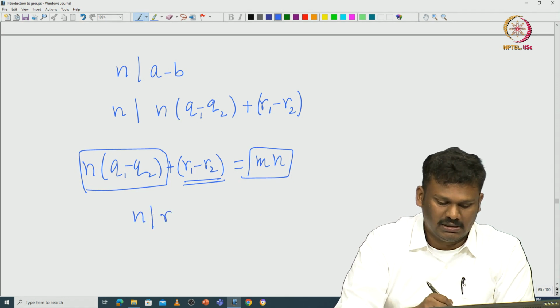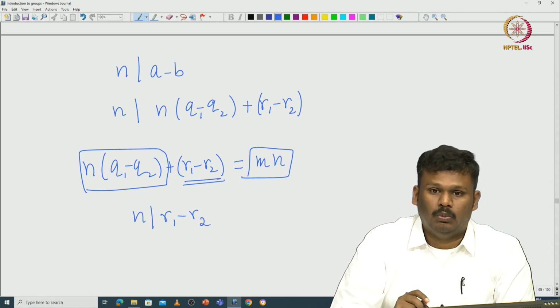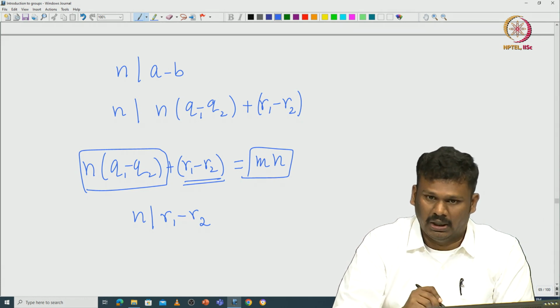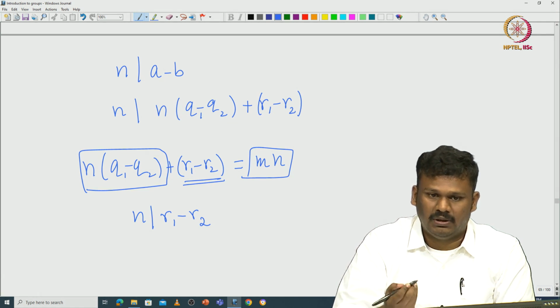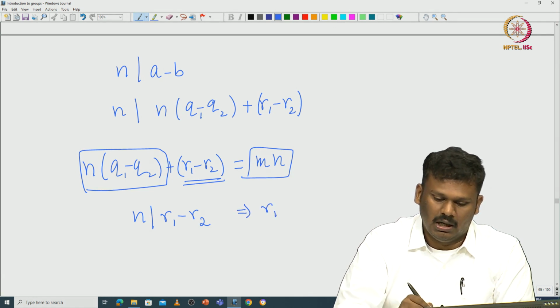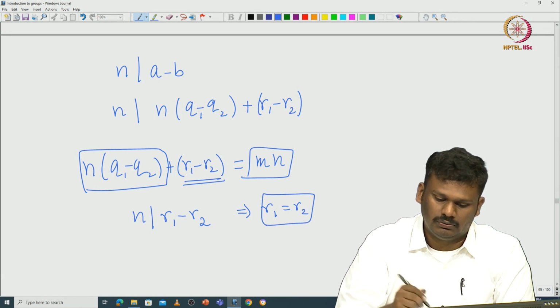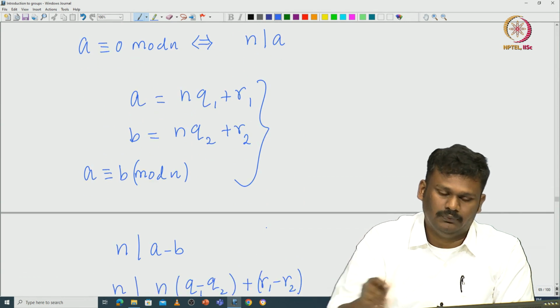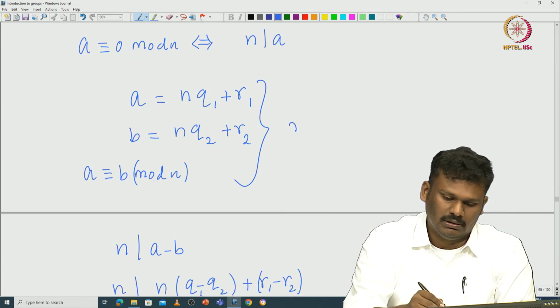That means n divides r1 minus r2, but both r1 and r2 are smaller than n. And you can assume r1 is greater than or equal to r2. So, the difference is non-negative and must be strictly less than n, and if it is a multiple of n, that forces r1 equal to r2. So, that is what I said before. If A is congruent to B modulo n, then that would imply r1 equal to r2.